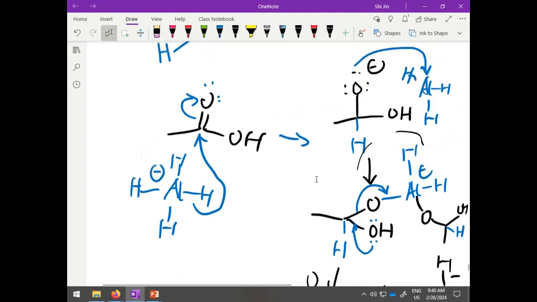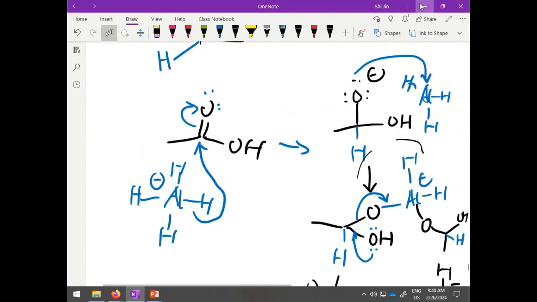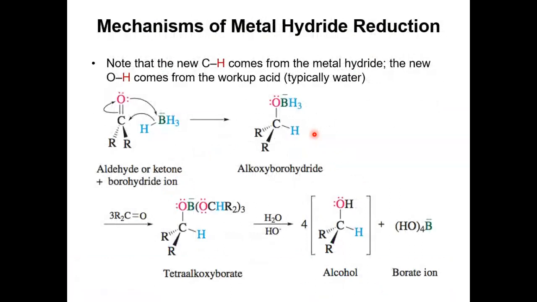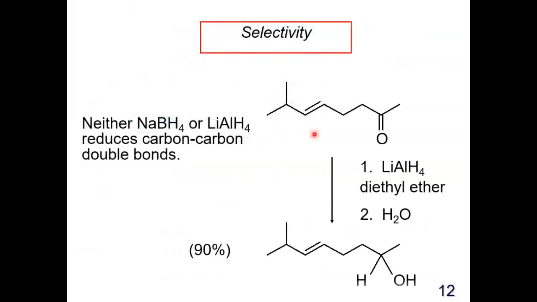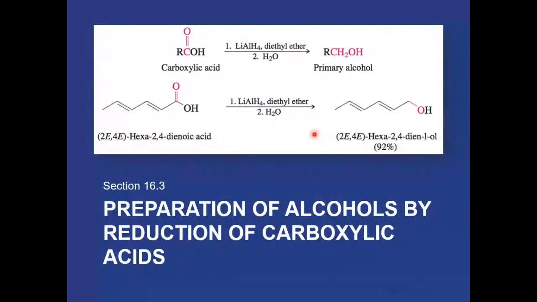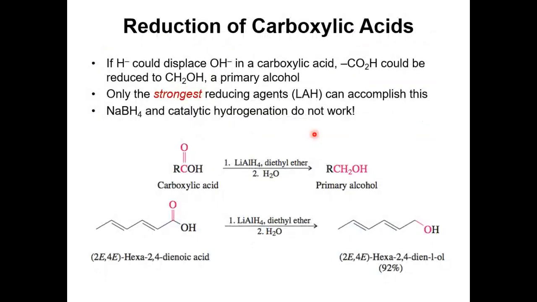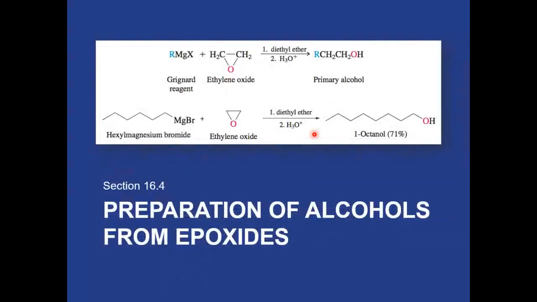So any other questions on this? Okay. So that's the metal hydride reducing agent. It's pretty much the same for the boron reagents. So if you have a carboxylic acid, the only thing that can reduce it is lithium aluminum hydride, nothing else. Okay.